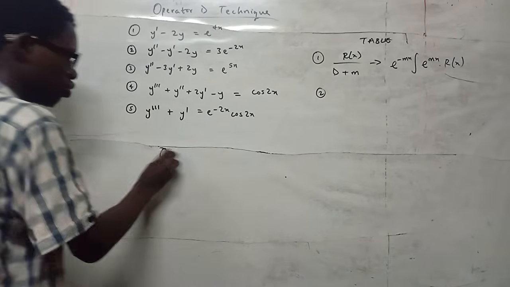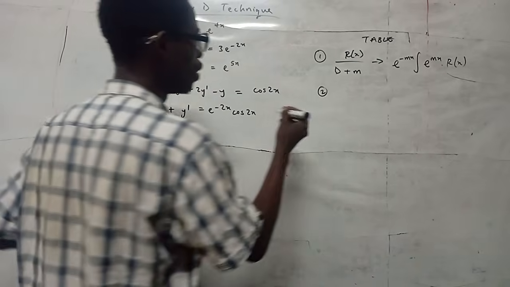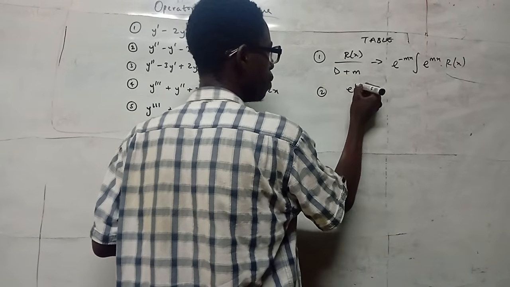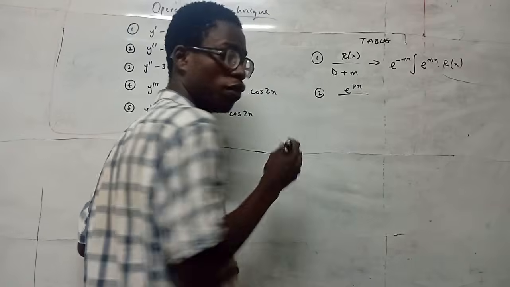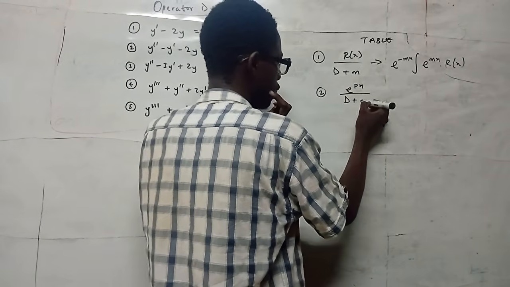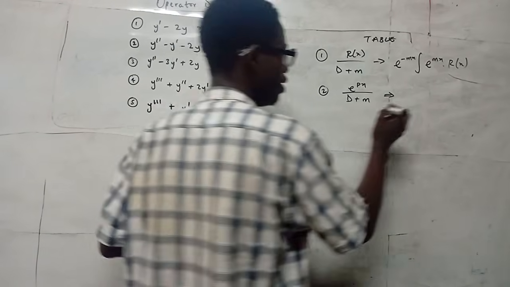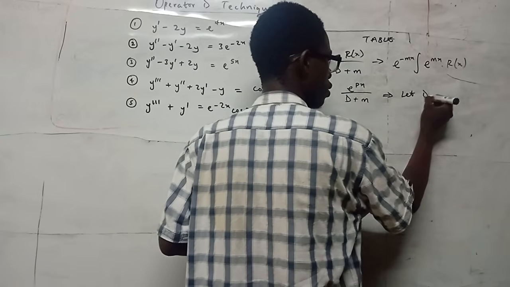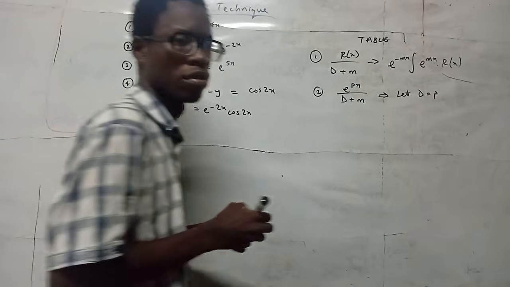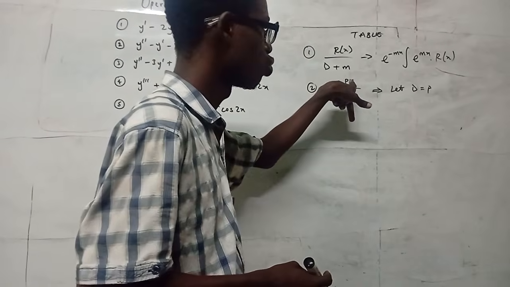In inverse operator method, we have a lot of transformations that we have to know. So whenever we have something like e raised to power px over, this one functions basically for e raised to power px, e raised to power px over something like this. We transform it into something like, let d equals p. Do you understand what I just said? Let d equals p.